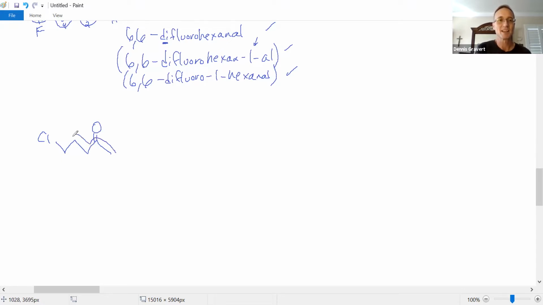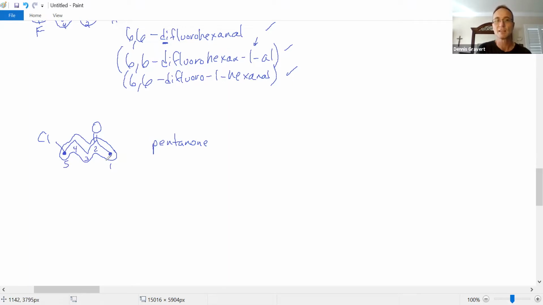Well, the parent, the longest chain is right here. 5 carbons. Step 2 makes it pentane. Before I add the E, I think about, well, how do I identify the most important functional group? The ketone. So this is pentanone. That's the parent name. The end of my chain is over here on the left, over here on the right. Which one's closest to the ketone? The one on the right.